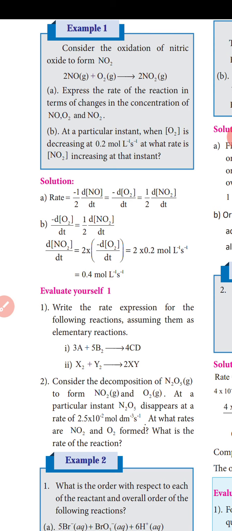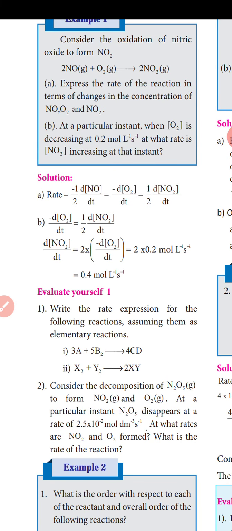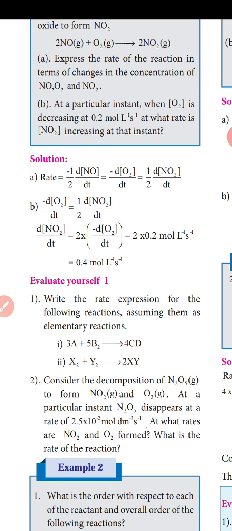For part (b): at a particular instant when O2 is decreasing at 0.2 moles per liter per second, at what rate is NO2 increasing at that instant? We have minus d[O2]/dt equal to half d[NO2]/dt. So d[NO2]/dt is equal to 2 into minus d[O2]/dt. Substituting the value 0.2 mole per liter per second, 2 into 0.2 gives 0.4 mole per liter per second.